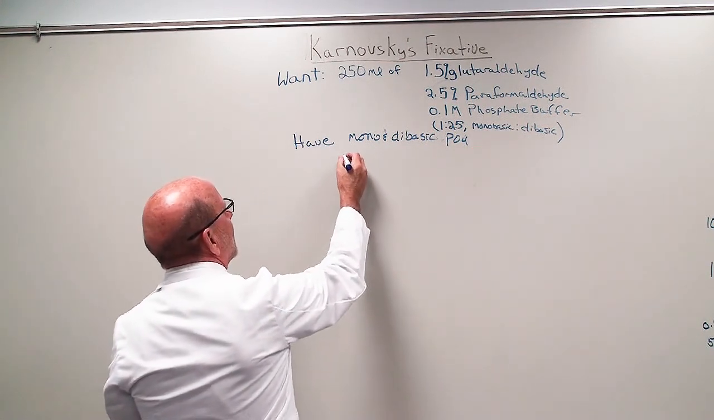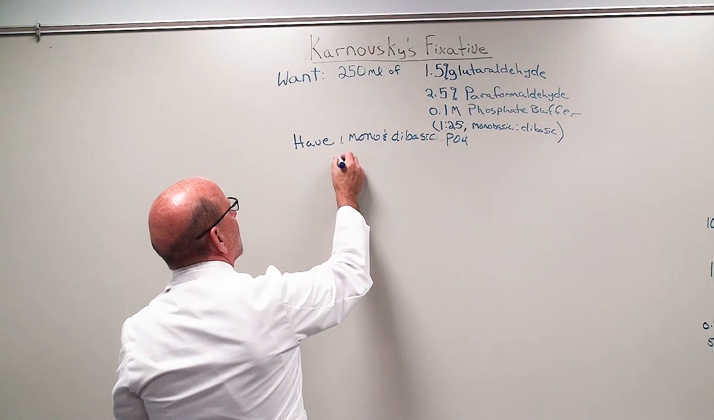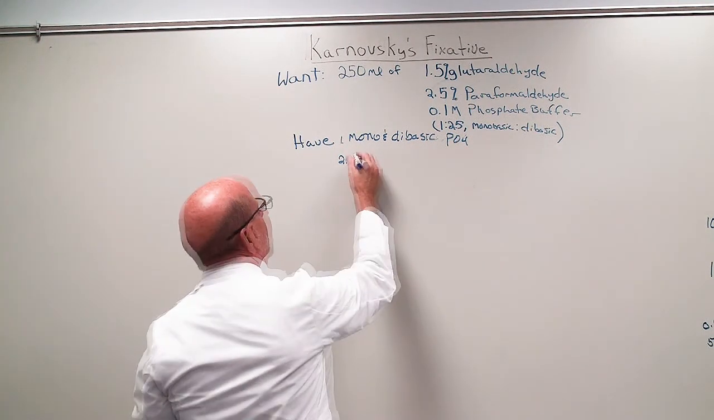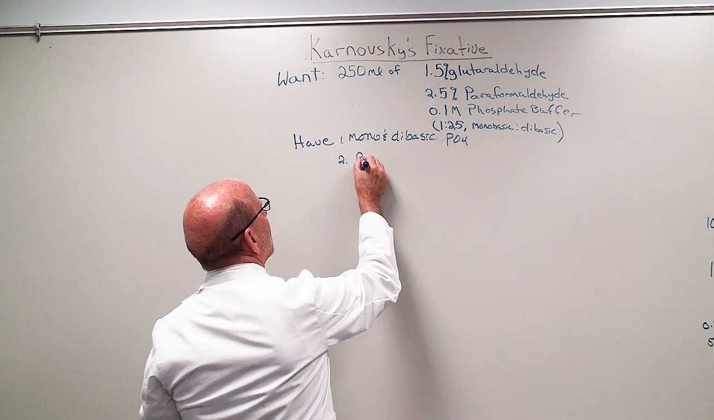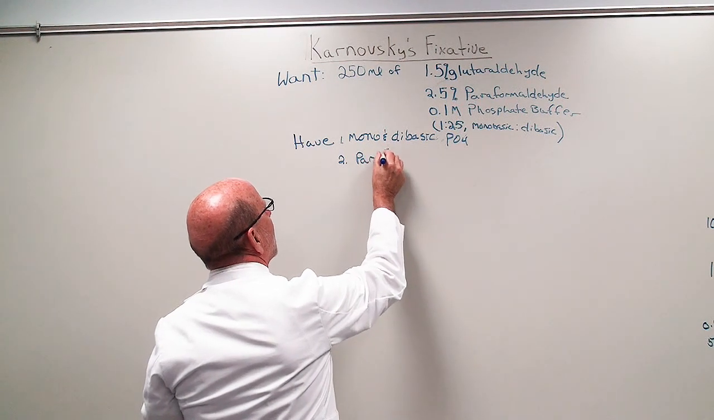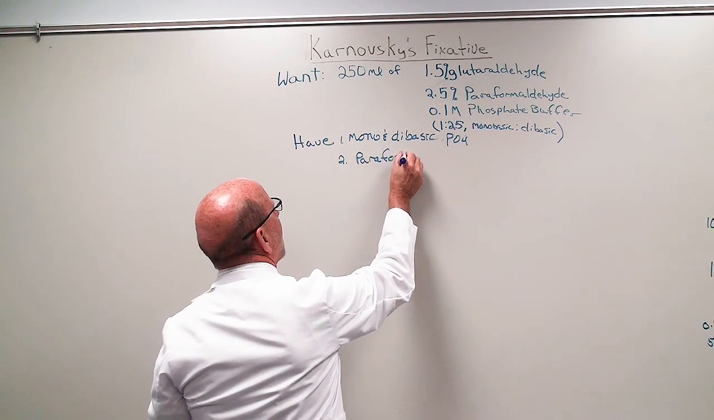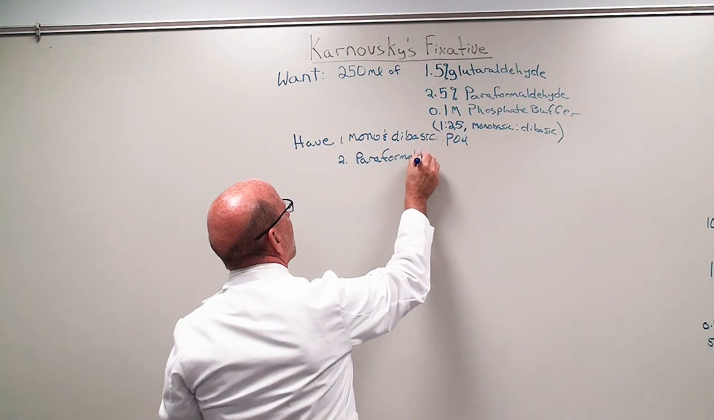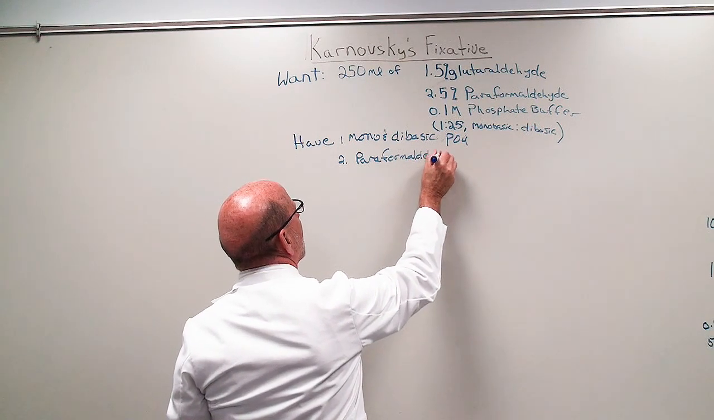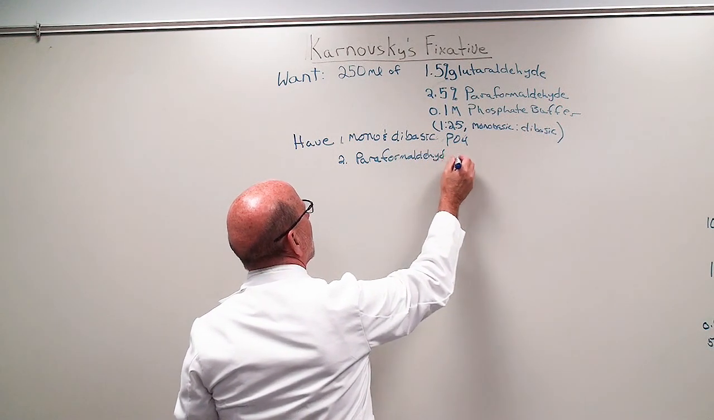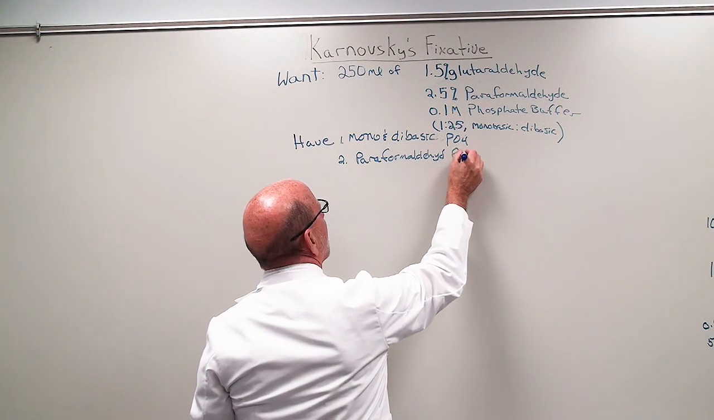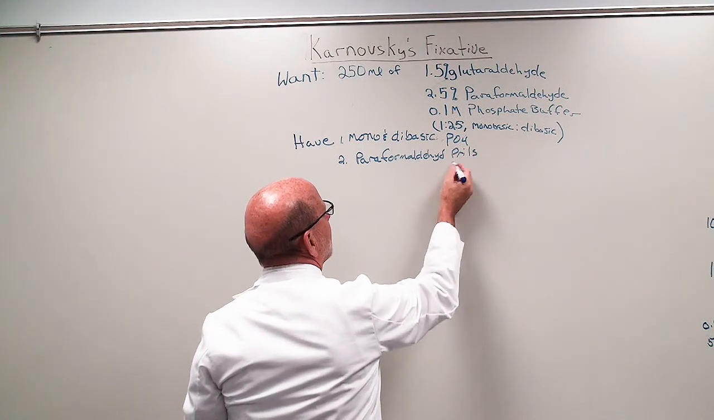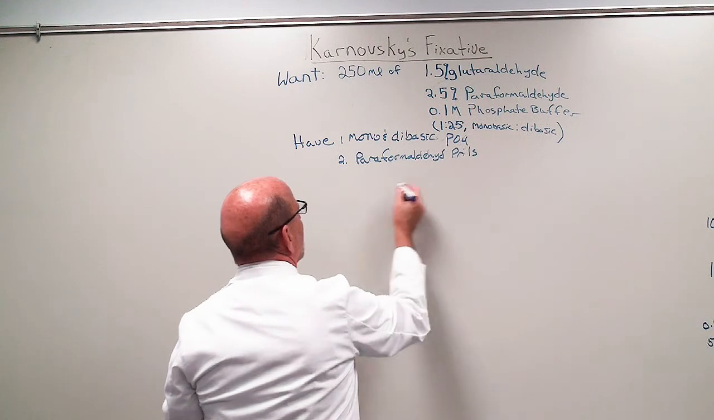We have our monobasic and dibasic phosphate buffer, and that's granular, so we'll be able to have as much as we want. And the PO4 just indicates the phosphate. And then I also have paraformaldehyde, and that is in prills. That also comes in a granular form. I prefer to use the prills. And so now I have to figure out my glutaraldehyde.